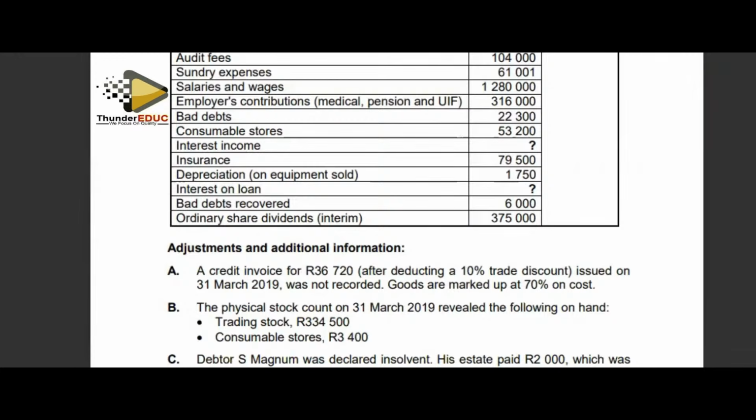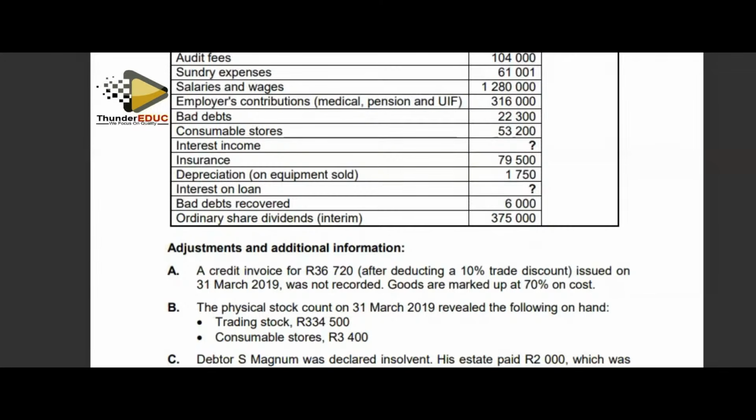Check information A here. It says a credit note for 36,720 after deducting a 10% trade discount issued on 31st March 2018 was not recorded. Goods are marked up at 70% on cost. So a credit note. When do we receive a credit note? So our suppliers, sorry, our customers, if we give them a credit note, it means that we are reducing. So we issued a credit note.